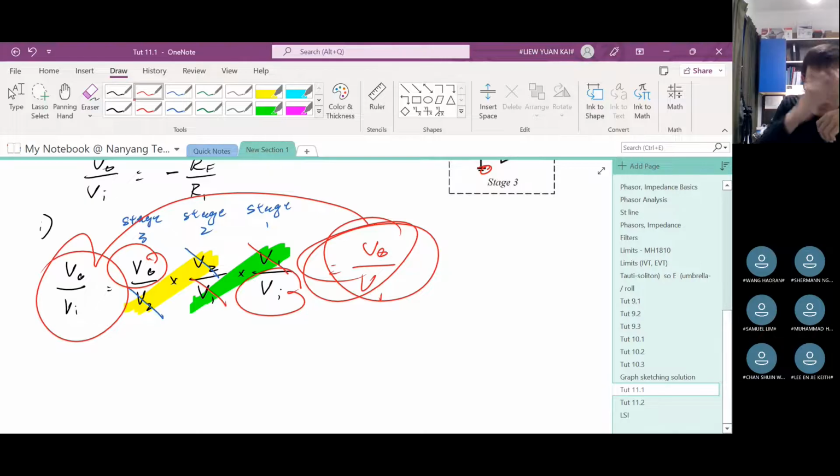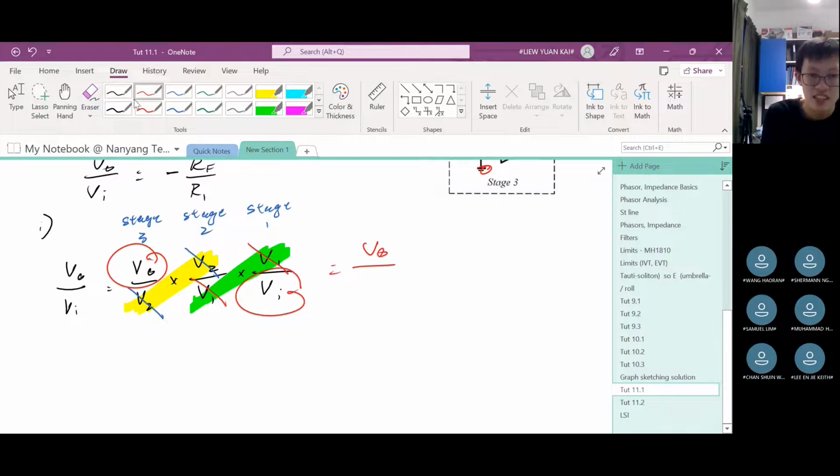That's why for multiple op amps, the frequency response of the entire assembly is given by the product of each stage. It is given by this derivation that I've done here. We don't actually go and cancel this; this is just to show you why we multiply all the op amp gains together. So let me just rewrite it.